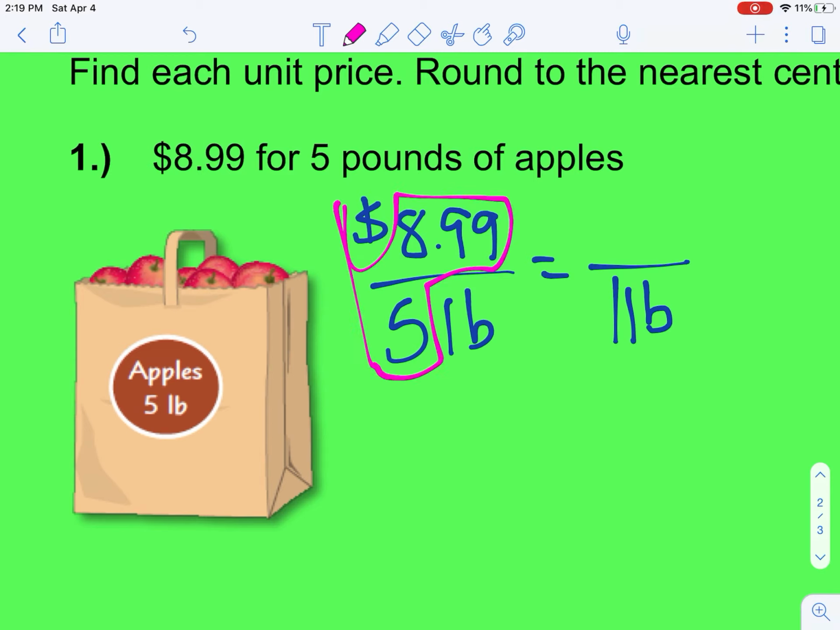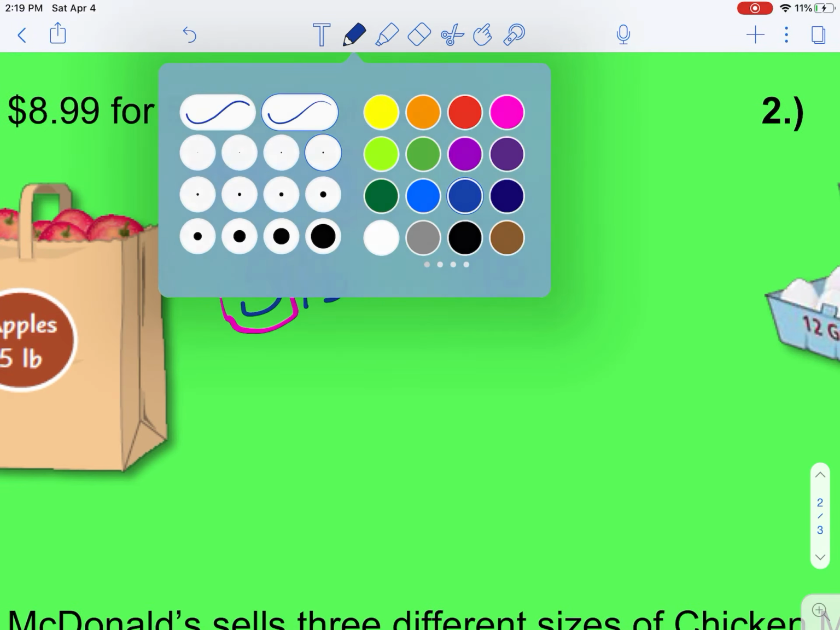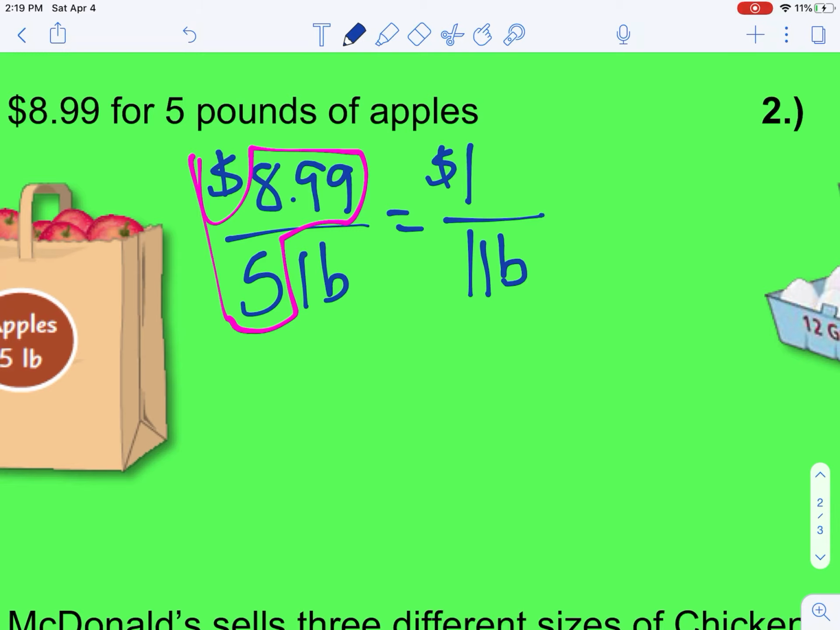I'm dividing right there. $8.99 divided by 5. And I get kind of a weird answer. I get $1.798. But we're talking about money. You can't have that one right there. We can't have that 8.